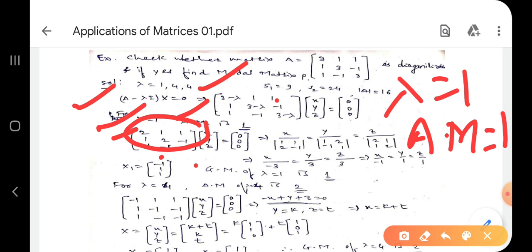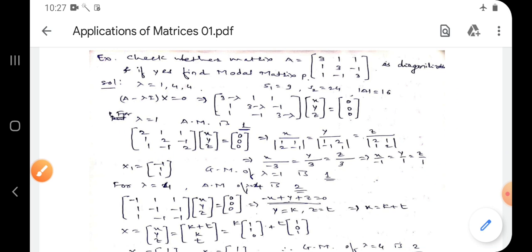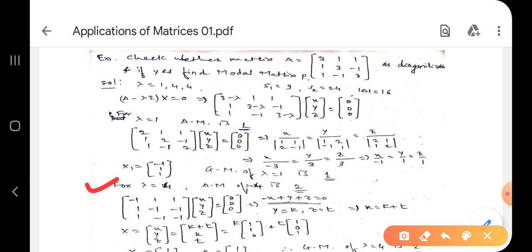Correct? Take 1 2, 1 minus 1, then 1 minus 1 as it is, 2 1, then 2 1 as it is, and first as the last, I get 1 2, and solve it. You will get minus 1, 1, 1. Multiply by 3 so that you get this minus 1, 1, 1. Understood? Now let us solve for lambda equal to 4.